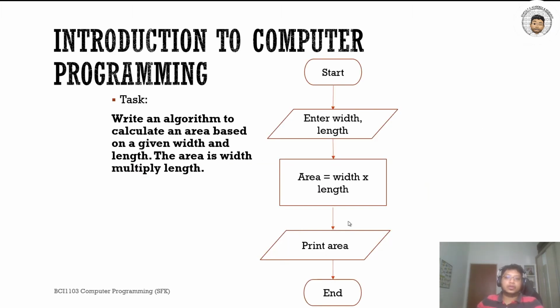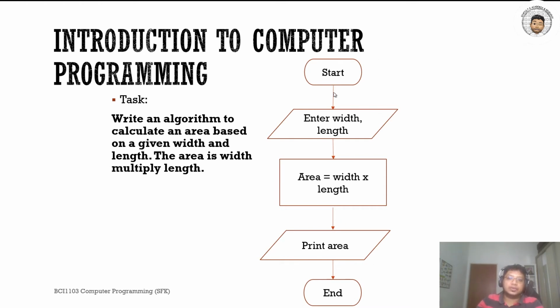So next we are going to look at the flowchart. Here we have a task where you want to calculate the area based on given width and length. The area is width multiply length. So here you have start, and then end. In the middle you have enter width and length, and then you have area equals width times length, and then you have print area that displays the result of area, and then you have end. Okay, so this is the flowchart.